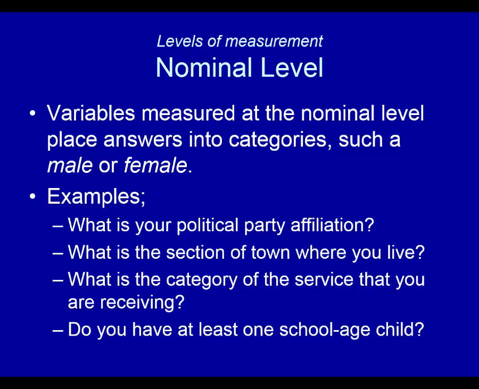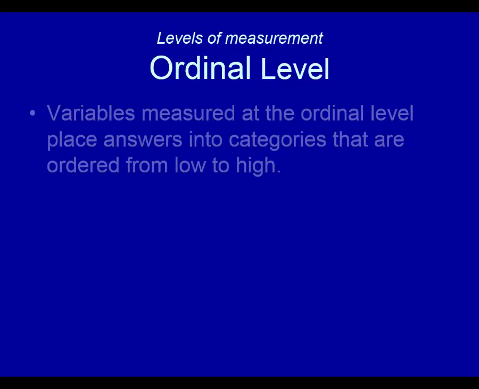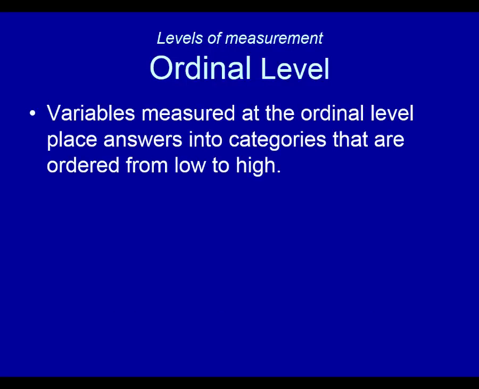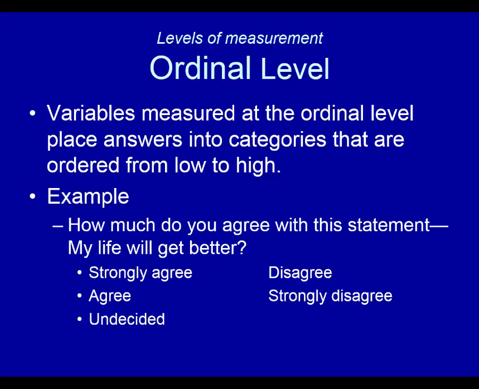So these are some different examples where the nature of the answer will provide you with a nominal variable, which means people are placed into categories which have no order. Ordinal variables, on the other hand, are variables where people are placed into categories that are ordered from low to high. An example, how much do you agree with this statement?